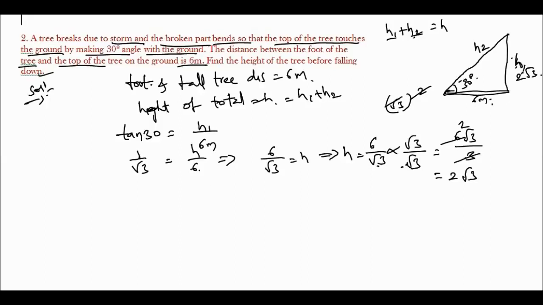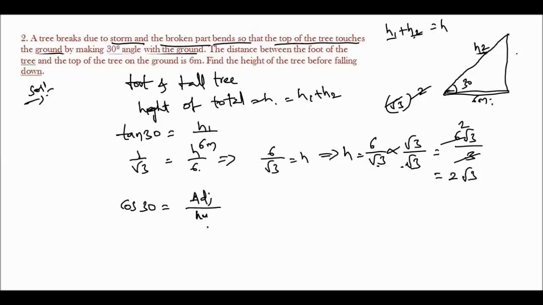And the next one. We have to find h2 also. How will h2 come? Here it is adjacent by hypotenuse, so cos 30 is equal to adjacent by hypotenuse. The adjacent here is 6 meters and the hypotenuse is h2.